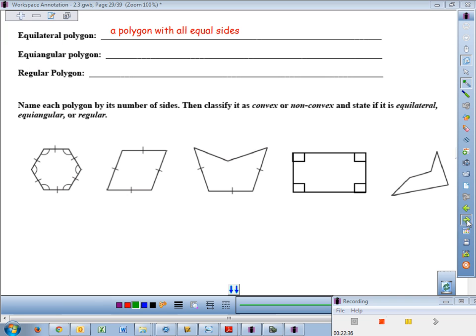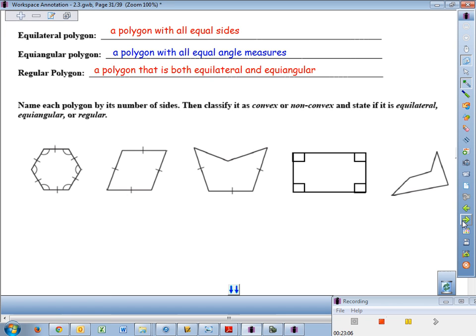Equiangular means all angles are equal in a polygon. All angles have equal measures. Polygon with all equal angle measures. That's weird to say. What do you think a regular polygon would be then? Any ideas? It's something that is equilateral and equiangular at the same time. So what does that mean if it's equilateral? All sides are the same, and equiangular, so that's called regular. A polygon that is both equilateral and equiangular is a regular polygon. Regular.